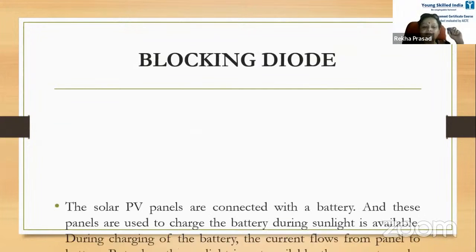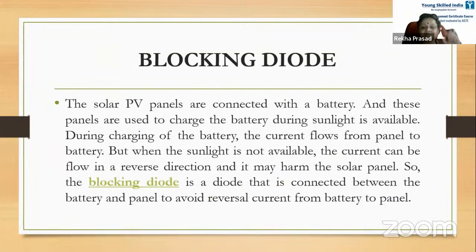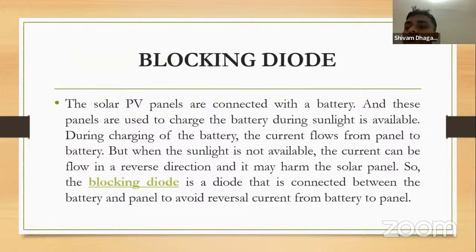Then blocking diode. The solar PV panels are connected with a battery, and these panels are used to charge the battery when sunlight is available. During charging of the battery, the current flows from the panel to the battery. But when the sunlight is not available, the current can flow in the reverse direction, and it may harm the solar panel. So the blocking diode is the diode that is connected between the battery and the panel to avoid reversal current from the battery to the panel.